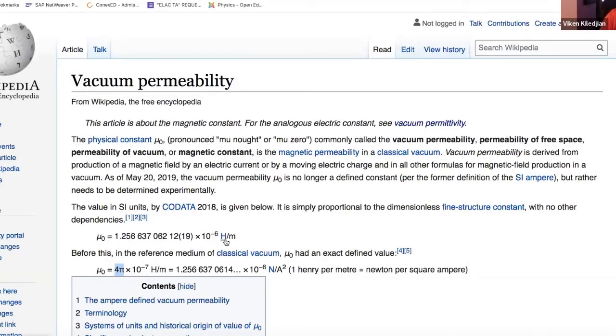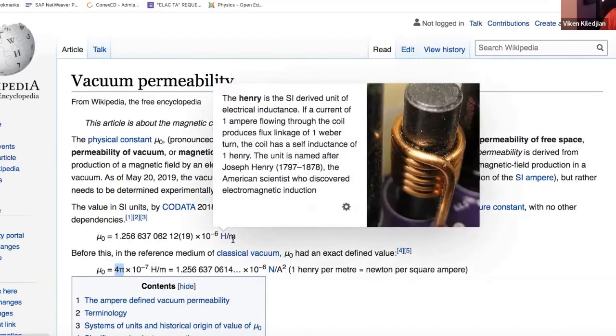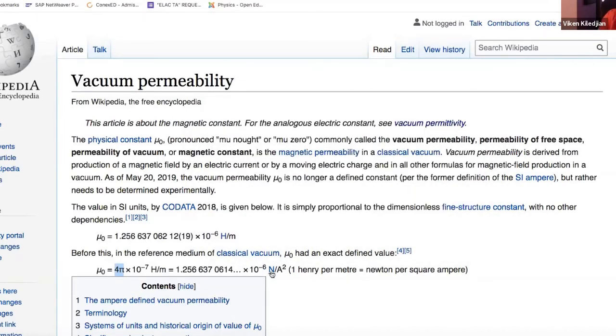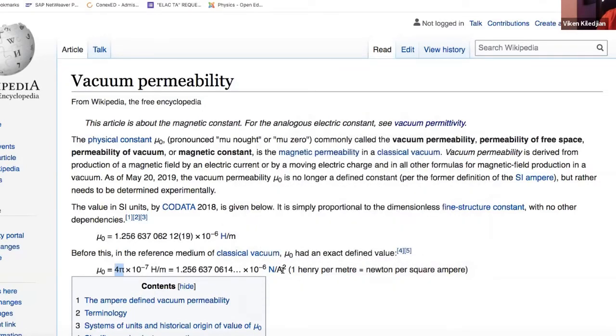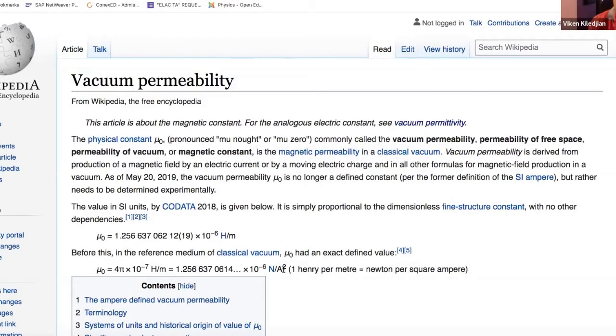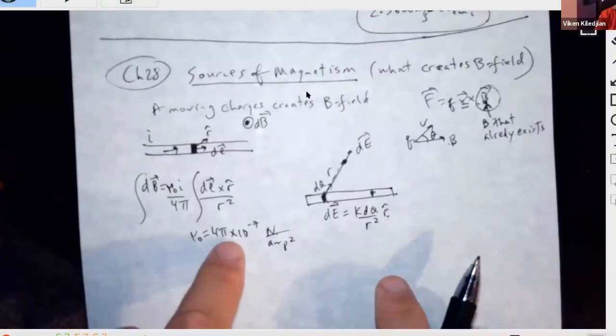And what are the units of it? Henries over meters. For now, don't worry about that. Let's just use Newton per, and then this is area, I guess. Oh, no, that's ampere. Newton per ampere squared. Newton per amp squared, because we haven't even defined what the Henry is yet. Okay, so that's the value of mu zero.